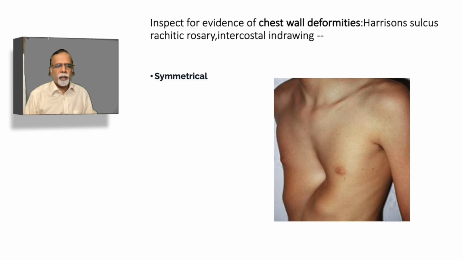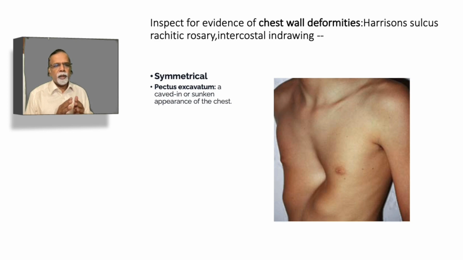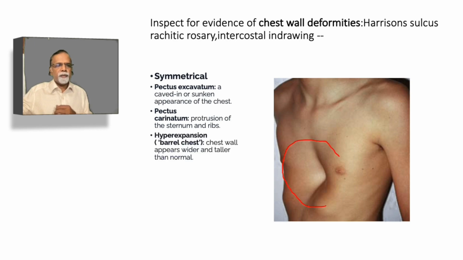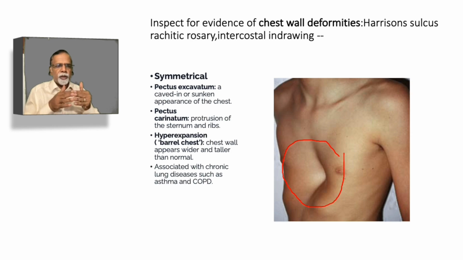The chest can be bilaterally symmetrical or asymmetrical. A bilaterally symmetrical chest classically is the barrel-shaped chest of emphysema. Then there is pectus excavatum, which is shown here, where there is a depression. So this is the pectus excavatum. Then pectus carinatum, where there is a protrusion of the sternum, so it looks like the chest of a chicken.